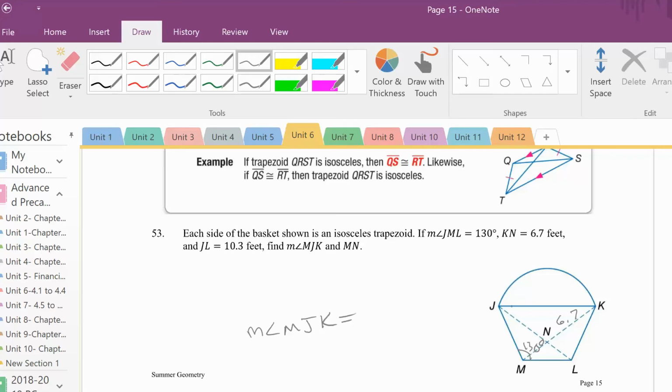Well, MJK is this whole thing right here. And since these are the bases, what do we know about consecutive interior angles? They're supplementary. So 180 minus 130 equals 50 degrees. And since the whole diagonal here is 10.3, and we only know part is 6.7 for KN, we can go 10.3 minus 6.7, and that gives us 3.6 feet.